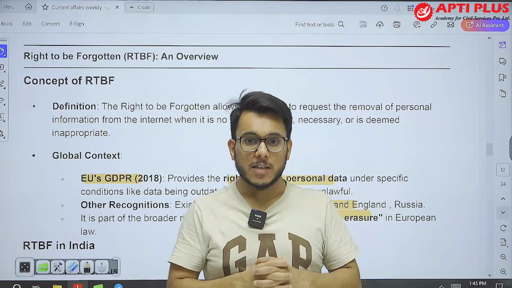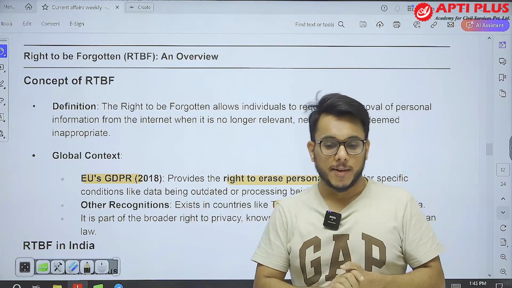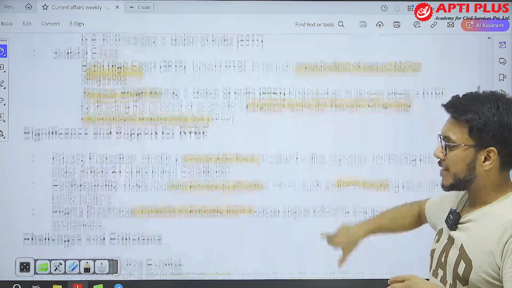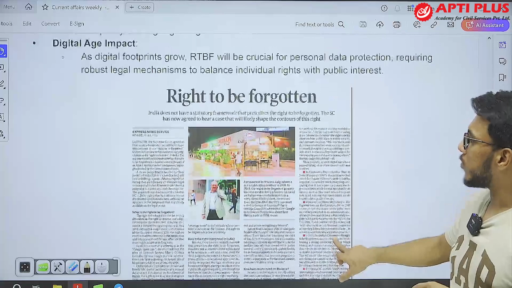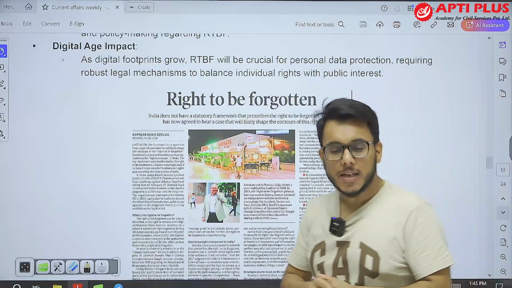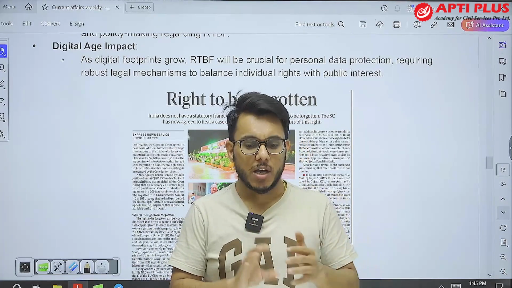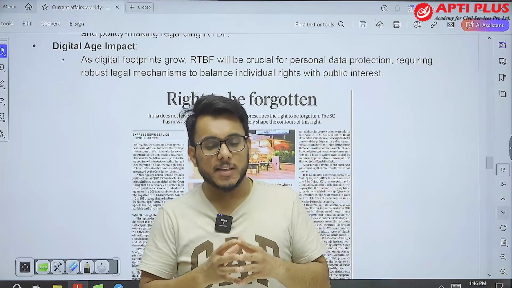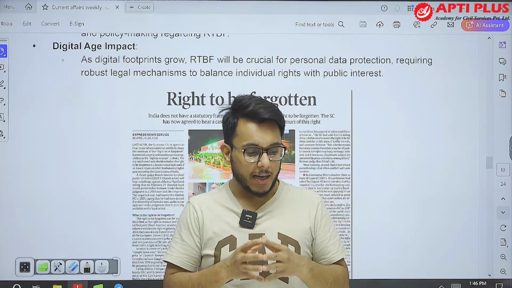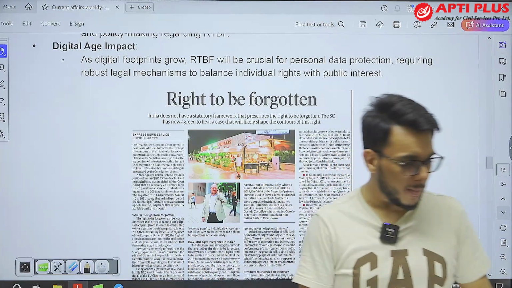Okay, so the first article that we are going to take is right to be forgotten. Now, guys, with respect to the right to be forgotten, there was this particular article in the Indian Express paper. And there are many articles on right to be forgotten that have been in the news. So we are going to discuss it. Now, first of all, guys, before we move into this article, there is some basic background information that I would like to share with you.